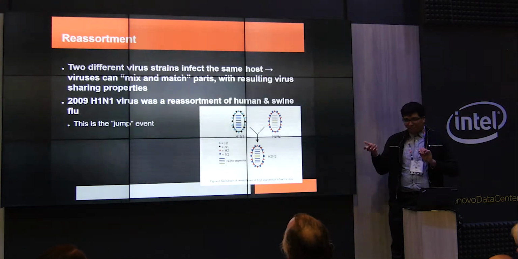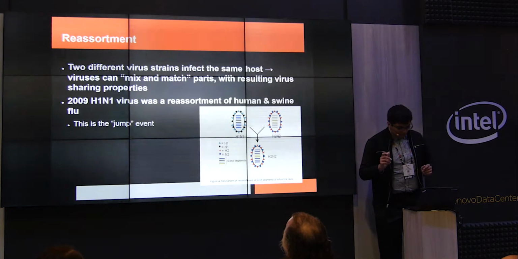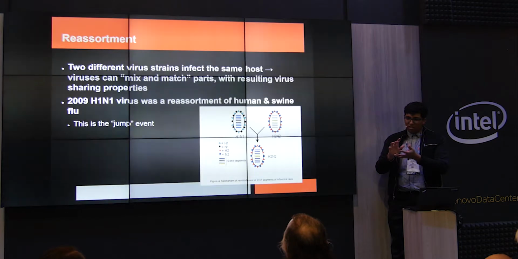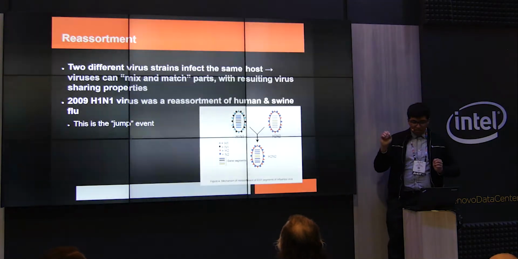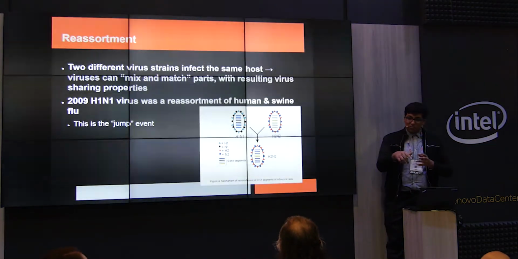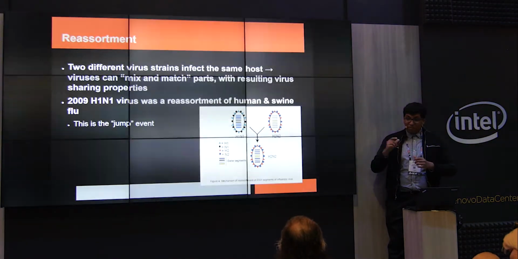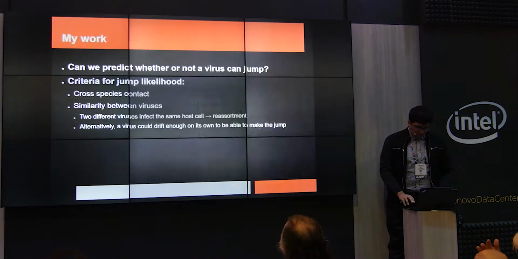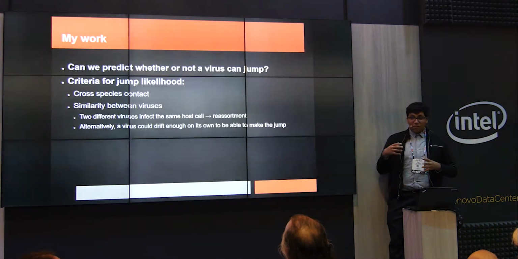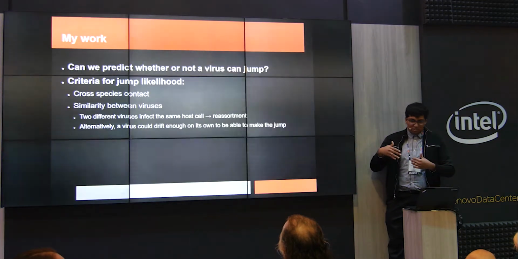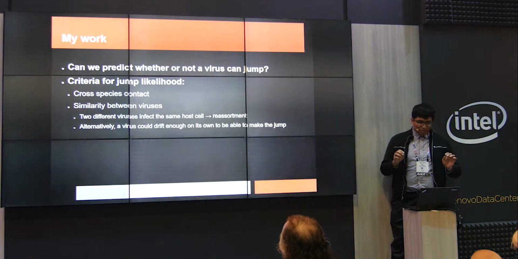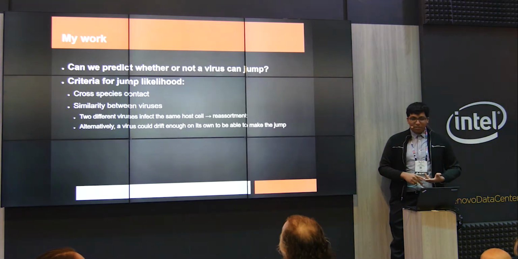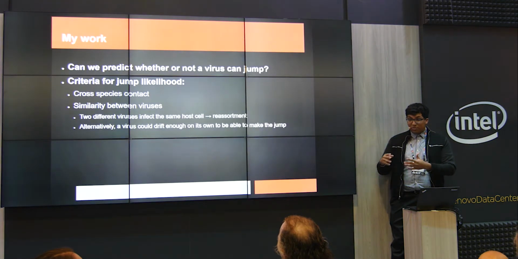And so the way this actually happens is this process called reassortment, where two viruses infecting the same host can mix and match parts. So in the case of the 2009 virus, we had a virus that was able to infect humans, but some of its antigens were actually from pigs, which means that we hadn't been vaccinated for it and we hadn't been ready for it. And so then my work is predicting whether or not a virus can jump from one species to another. And so some criteria for this are essentially, we need to be in contact with the species, obviously, and we also need similarity between the viruses because they need to infect the same hosts.